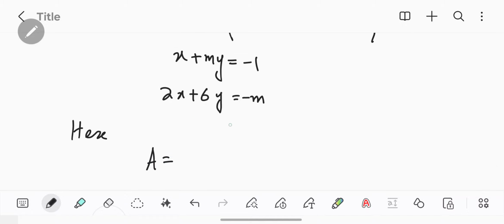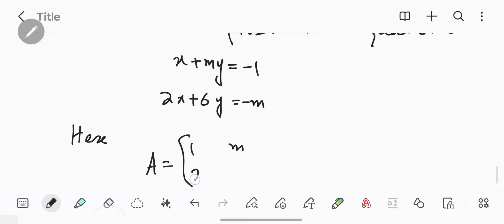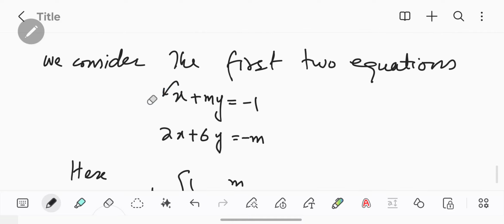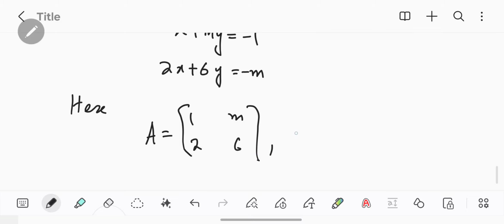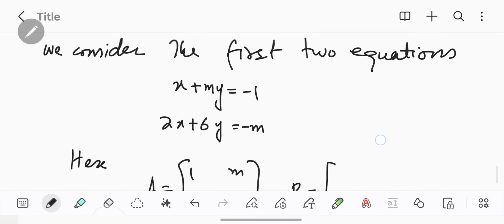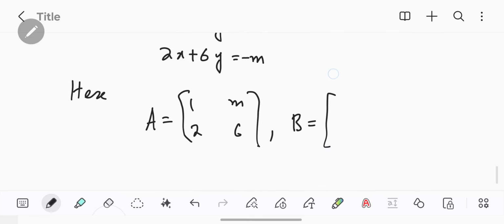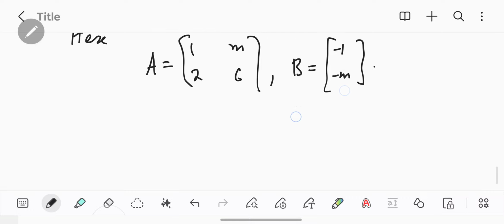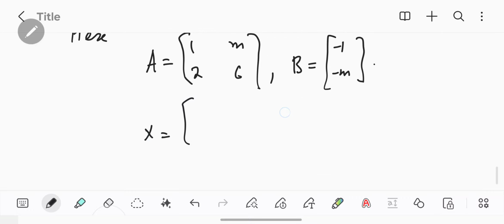In order to solve these equations, we will write them into matrix form. You can check here the matrix A, which is the coefficient matrix, is 1, m, 2, and 6, because the coefficient of x is 1, the coefficient of y is m, and here the coefficient of x is 2, and here 6, the coefficient of y. And what is b? The matrix b, the constant matrix, is 1 minus m. What is Cramer's rule, and what is the X matrix? The matrix X is x comma y.